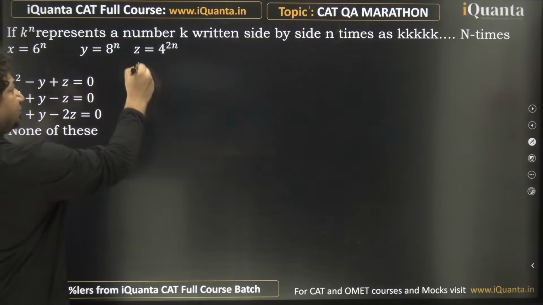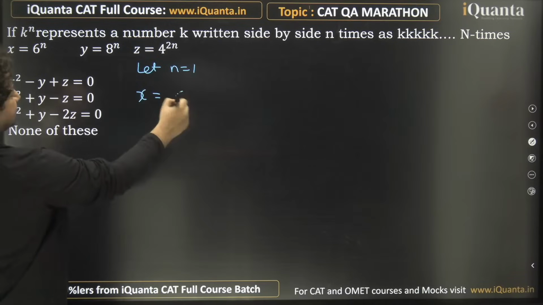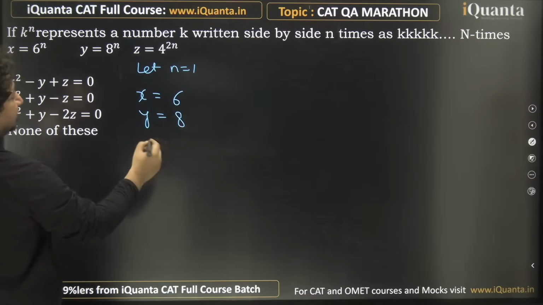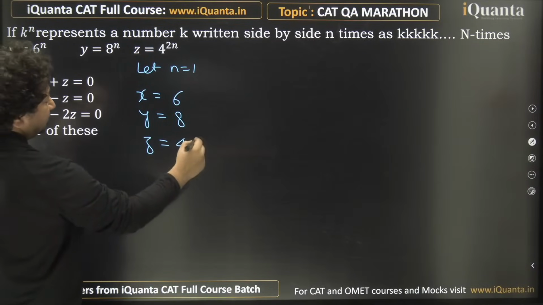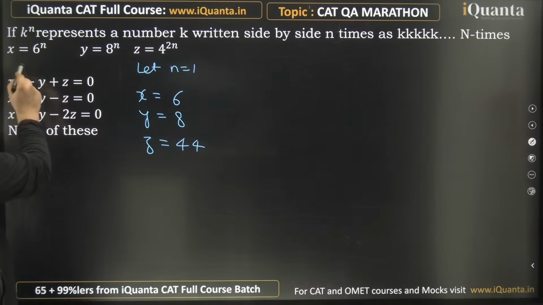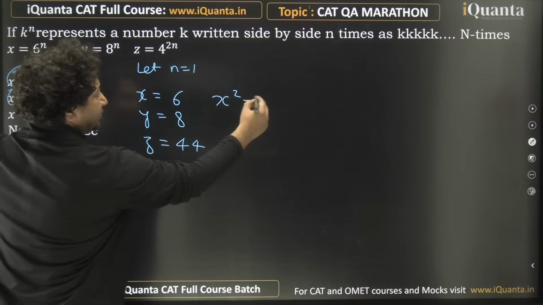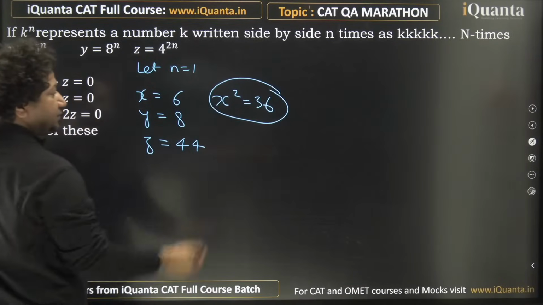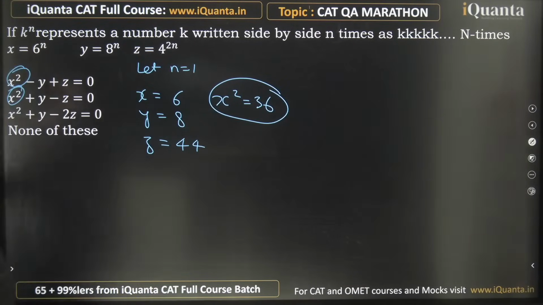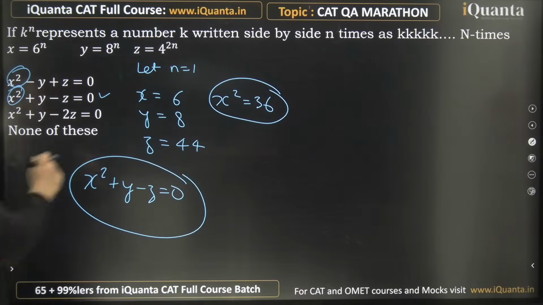But you must have assumed n to be equal to 1. If n is 1, then x will be equal to 6, y will be equal to 8, and z will be equal to 44. Yes or no? Isn't it? In these options, we always have x in power of 2. That means we are dealing with 36. 36 plus 8 minus 44 is 0. That means x square plus y minus z will be equal to 0.